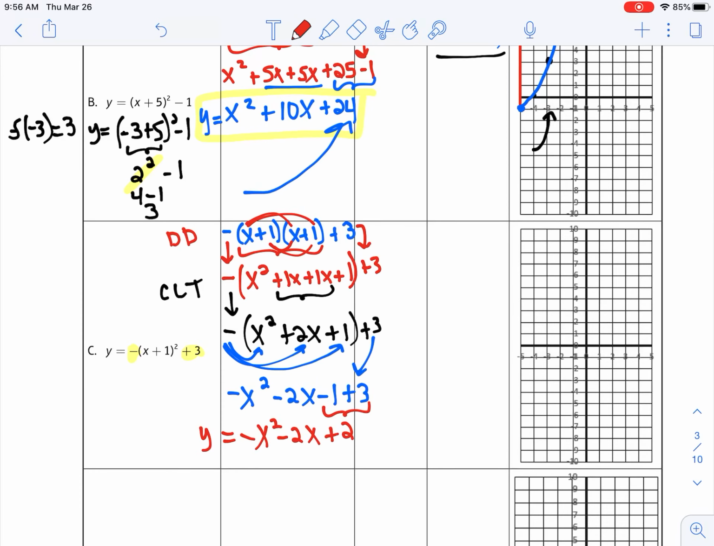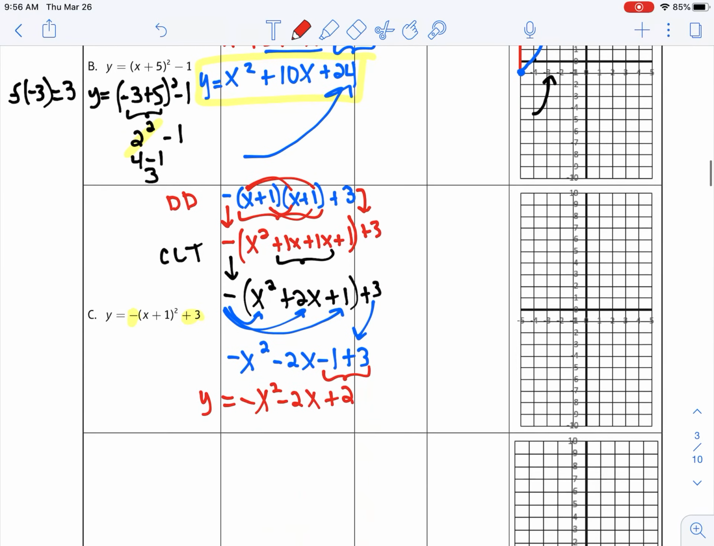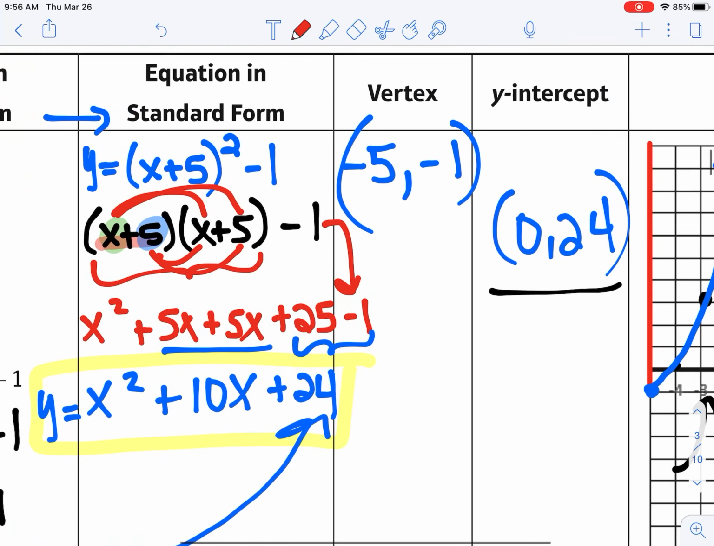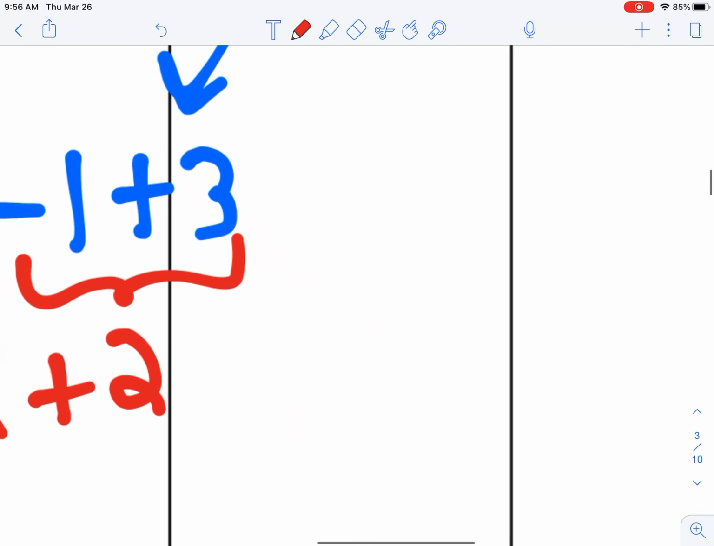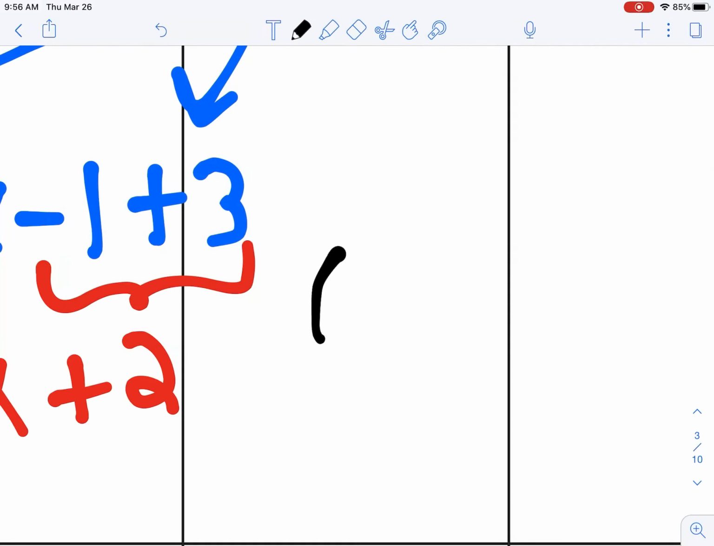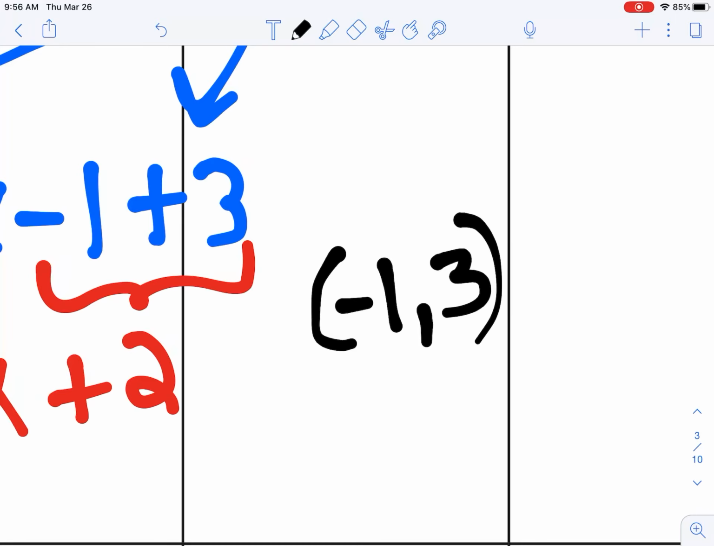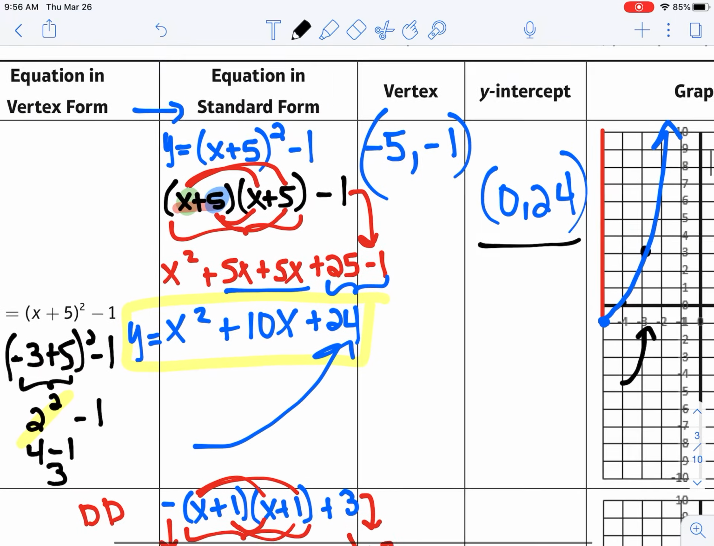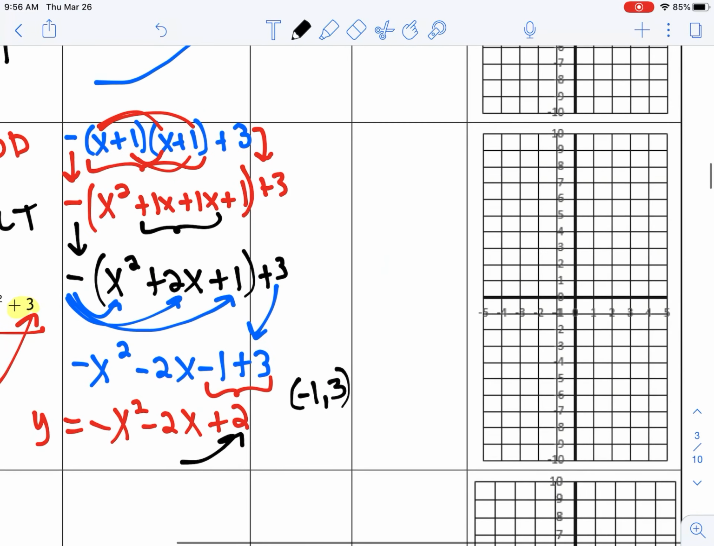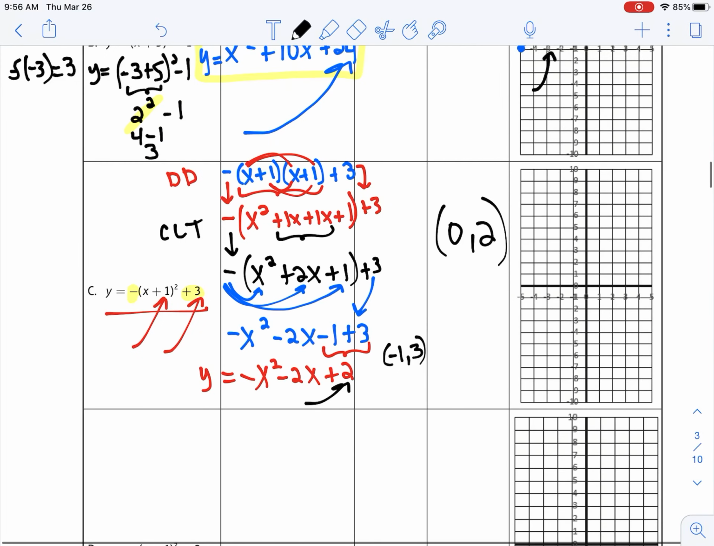So with that, we have our standard form. Now we need to identify the vertex. Now remember, the vertex comes from vertex form. So it's the opposite: negative 1, positive 3. Negative 1, positive 3, just making sure I'm in the right spot. So negative 1, positive 3 is your vertex. And then what's this last one asking for? The y-intercept. So the y-intercept we get from the standard form, which is a positive 2. So the y-intercept is at 0, 2.